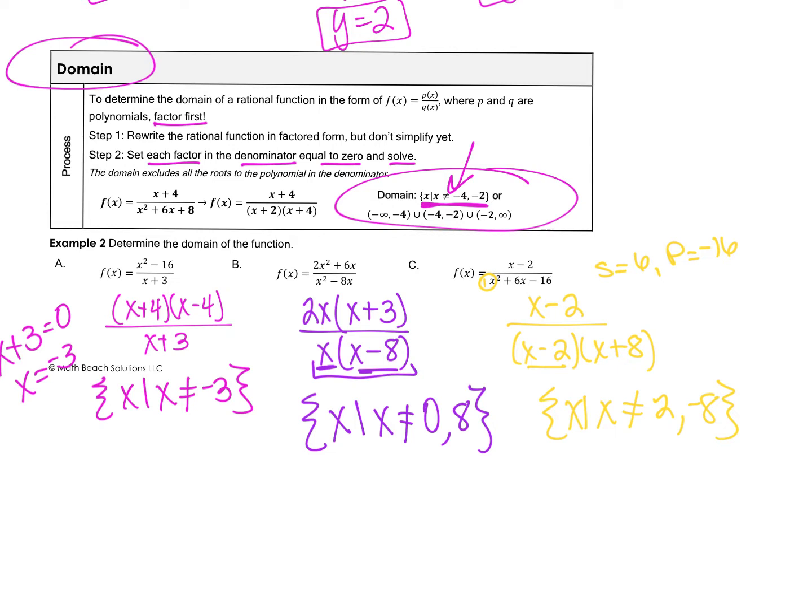So to find the domain, just factor. Once it's factored, then you can look and see what would cause your denominator to be 0. That would be undefined, so we know that the domain cannot equal those values. So instead of putting all real numbers except those 2, we're just listing out the x values it cannot be.